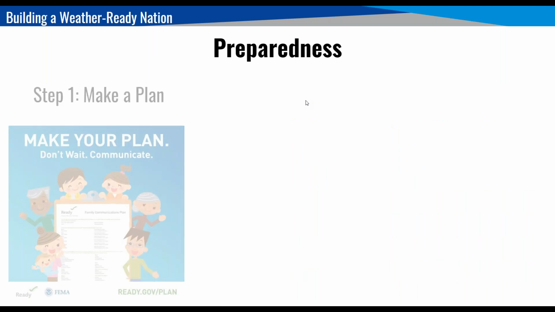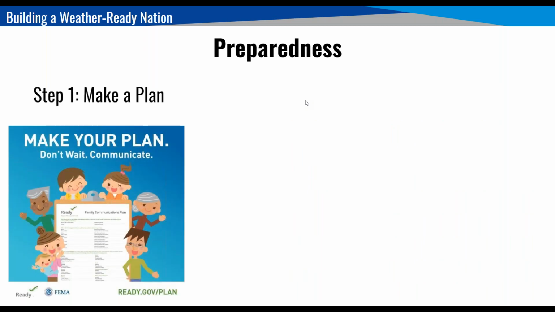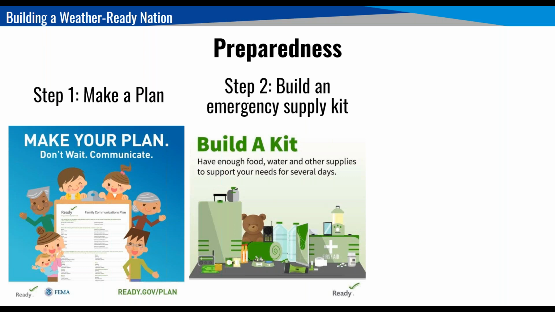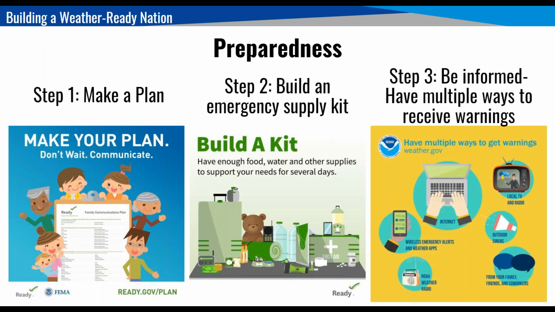So that brings us to preparedness. There are 3 steps to preparedness that we really want you to focus in on. Step 1 being make a plan. Step 2, make sure to build an emergency supply kit and have that in a handy, accessible location. And lastly, step 3 is being informed and making sure you have multiple ways to receive warnings. Don't rely necessarily on just one resource.